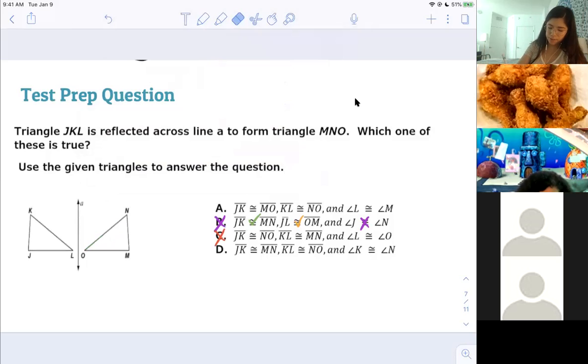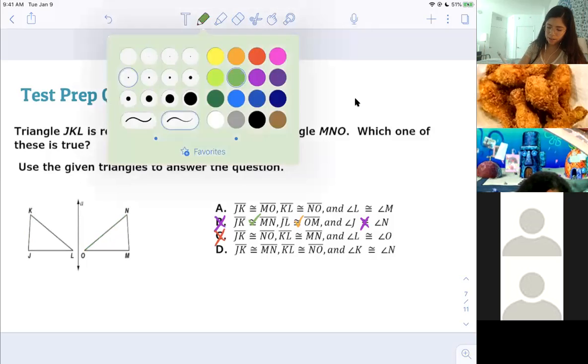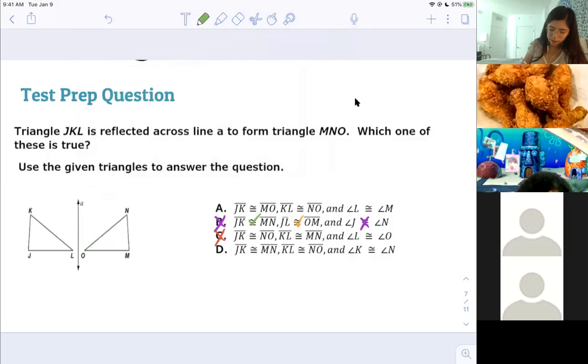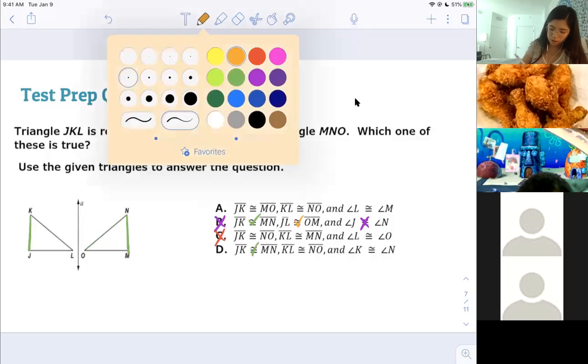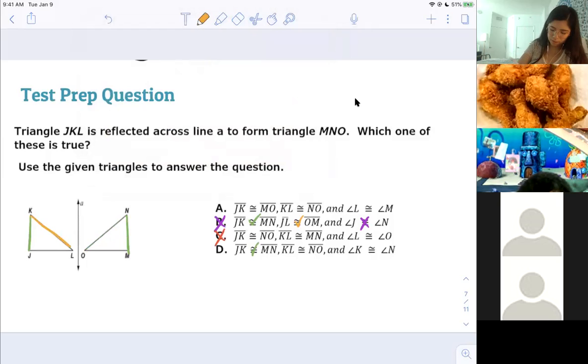Now let's look at the last one, just to double check. JK and MN, yes or no? Yes. Okay, that's good. KL and NO. Yes. And what about angle K and angle N? Yes, yes, yes. Answer choice D has it. Yay. So it's very important to check all three, you guys.